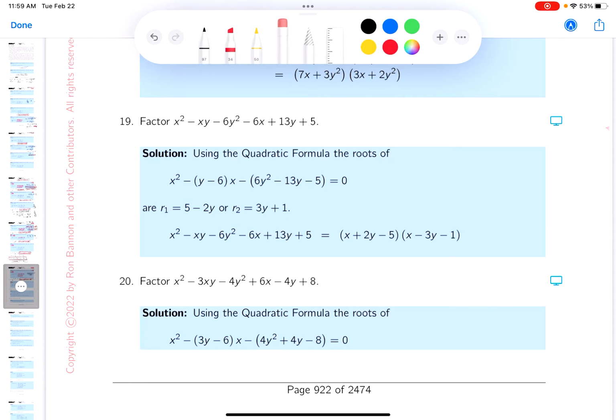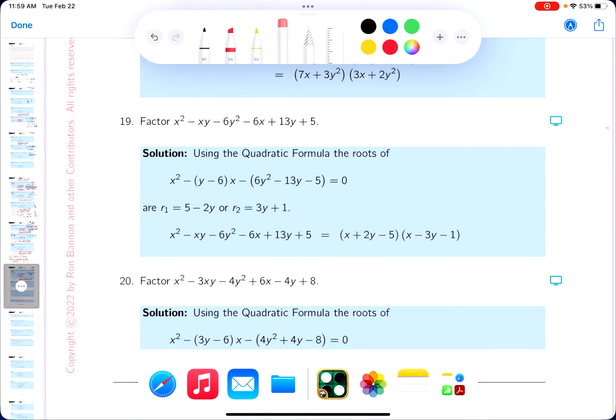Okay, 19 is a more difficult problem, and I'm going to do it at the whiteboard. So I've got to go to the whiteboard and try to factor the problem, because it does say that. And the goal here is to use the quadratic formula. All right, let me put this over here, and let me go to the whiteboard.